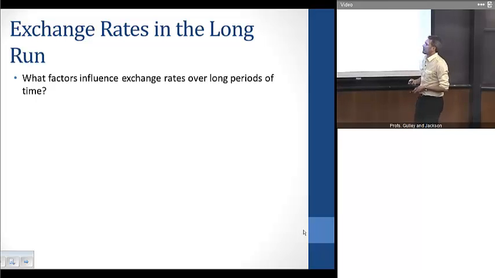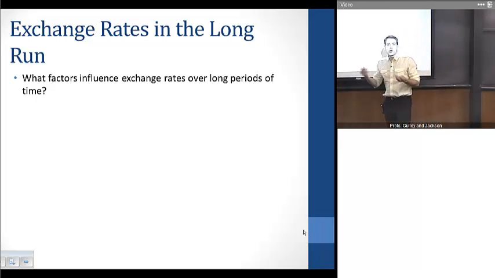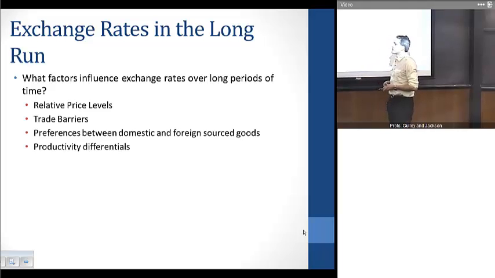So the goal then is to think about what things influence exchange rates over longer periods of time. It turns out there are several, and I'll talk about these momentarily. The first is relative price levels. If there are price differentials for particular goods in different countries, then that can affect exchange rates, and we'll see how that works. Trade barriers can also impact exchange rates. Then there are simple preferences between what people want to buy in one country versus another. If we have a particular affinity for French wine over California wine, that can increase demand for one relative to the other and influence exchange rates. And then productivity differentials are important, which we'll talk about momentarily.